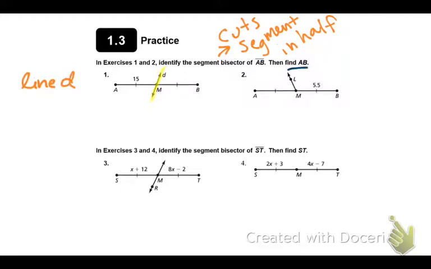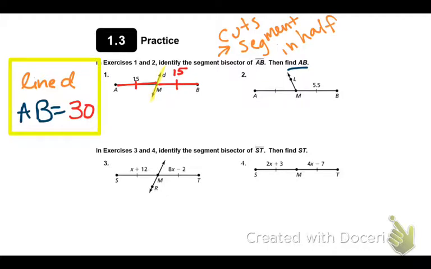All right, then we want to find the length of AB. So here's what you should notice. We've got these tick marks. What do those mean? They're congruent. Good. So AM is 15. What's the length of MB? 15. So the length of AB is 30. Good.